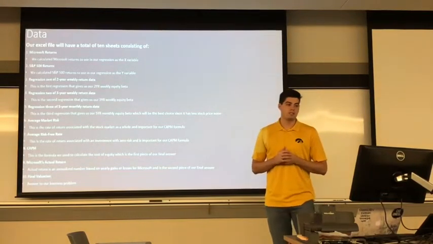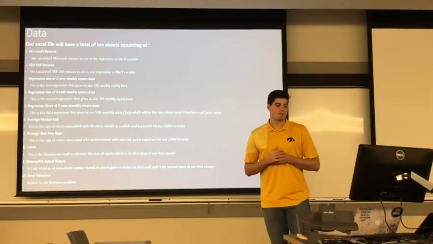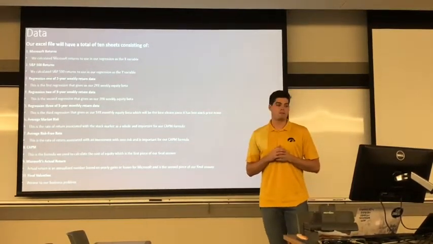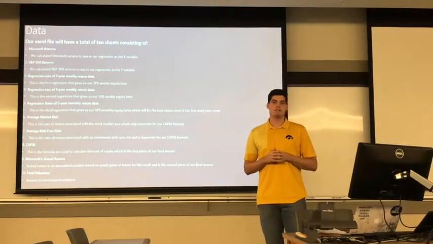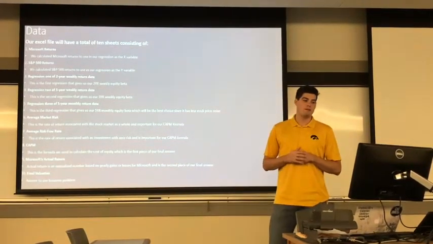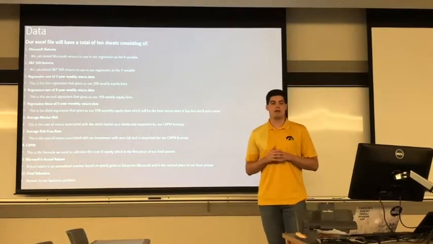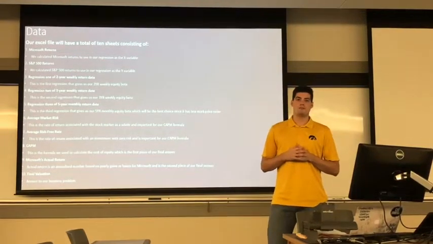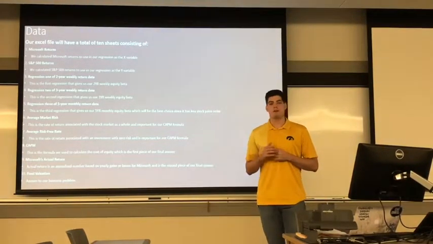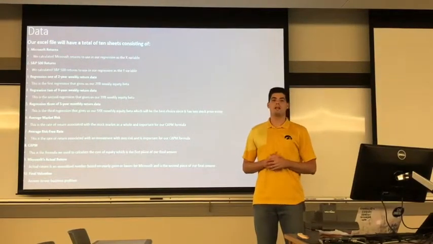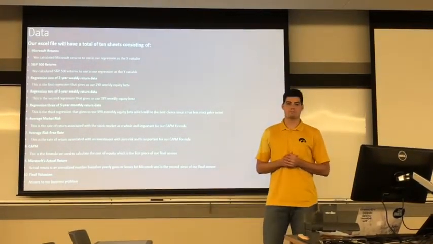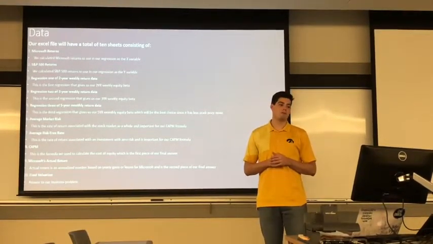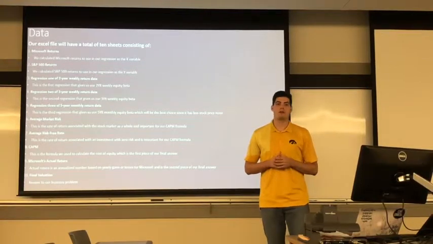And then we move on to the 6th sheet, which is finding our average market risk. The average market risk is important to put in our CAPM formula for finding our cost of equity. The 7th sheet is finding our average risk-free rate. That is also important to find for our CAPM formula for finding our cost of equity. And then we move on to our 8th sheet, which is formulating the CAPM so that we can find our cost of equity. Sheet 9 is finding Microsoft's actual return, which is important for finding our final answer.